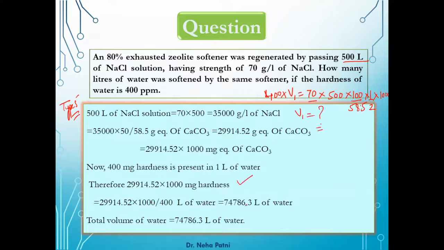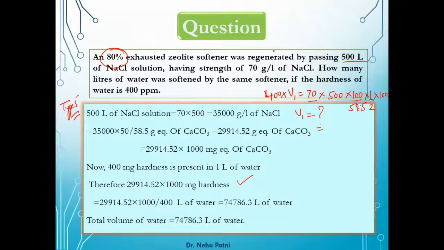Similarly, by this method also, for this is present in 1 liter, so in this much liter what would be the hardness? So like that you can solve it. Now the thing is, here it is written 80% exhausted. Now what are you going to do with it? Are you going to convert this into 100%? Like, this is the answer for 80%, what would be the answer for 100%, or vice versa?